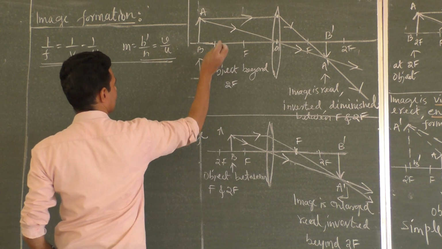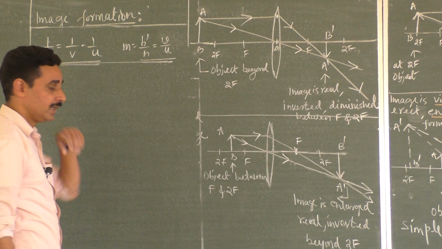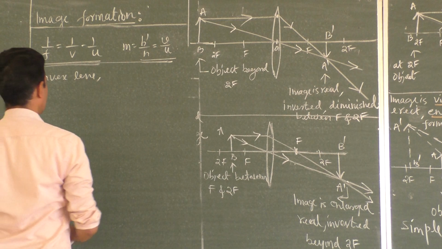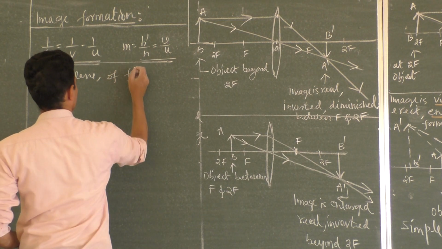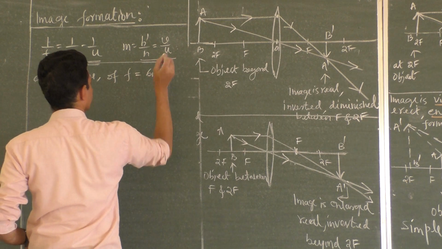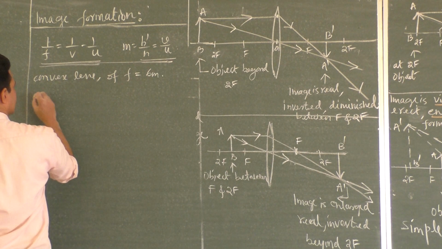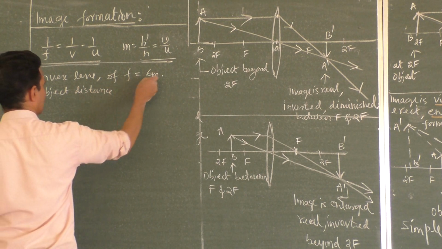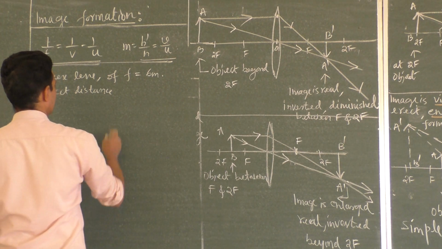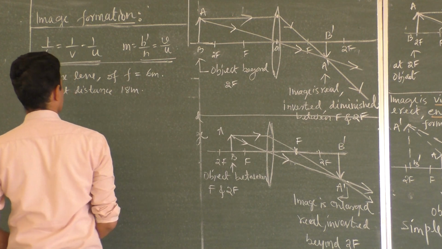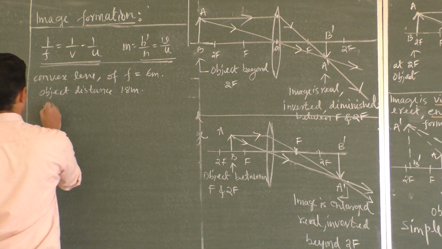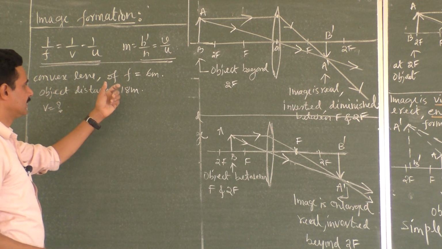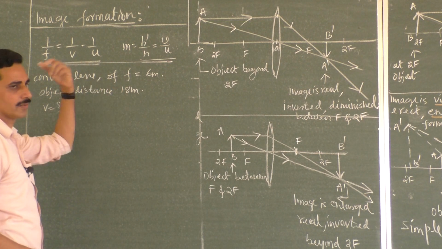Now let us take the case when the object is beyond 2f. We will consider a convex lens of focal length say 6 meters, and an object kept at an object distance of, if focal length is 6 meters, 2f is 12, let me keep it at 18 meters from the lens. Now where is the image and what type of image? So a convex lens of focal length 6 meters is kept in front of an object at a distance of 18 meters.